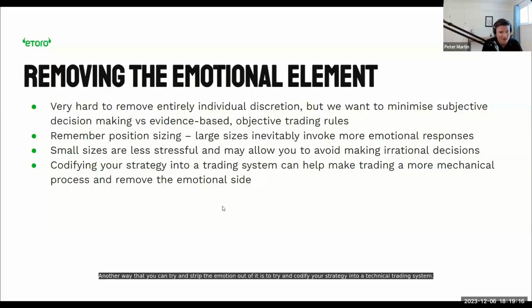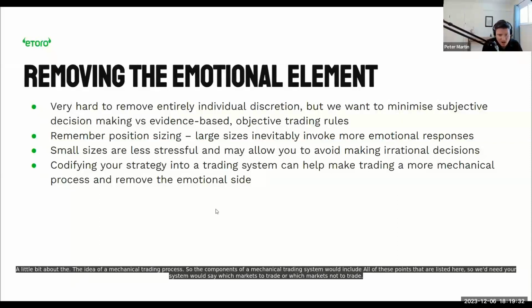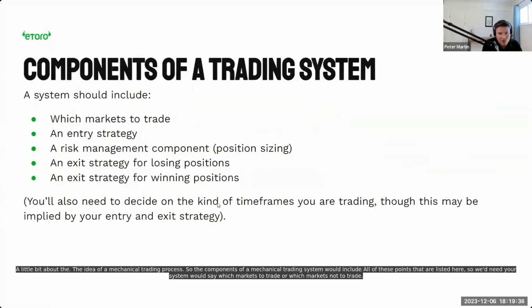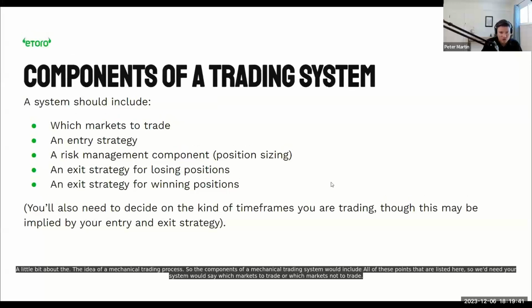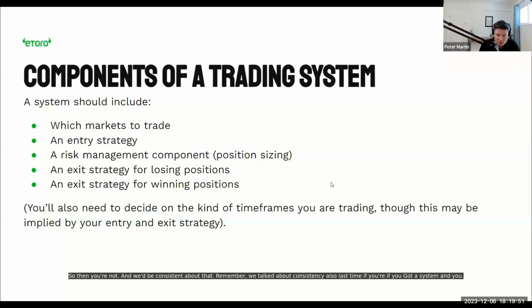Another way that you can try and strip the emotion out of it is to try and codify your strategy into a technical trading system that makes the trading more of a mechanical process, and that would remove the emotional side. So we're going to talk a little bit about the idea of a mechanical trading process. The components of a mechanical trading system would include all of these points that are listed here. So your system would say which markets to trade or which markets not to trade, and we'd be consistent about that. Remember, we talked about consistency also last time.